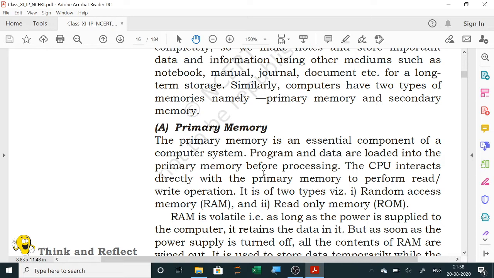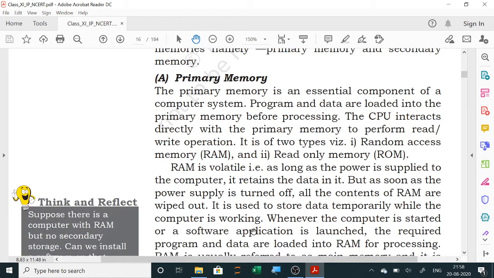So you might have all heard about RAM and ROM chips. Black chips are there, or internal. If anybody opens the computer, you might have seen how RAM looks and how ROM looks. I will show the picture. Doing a Google search, I will show you the picture.